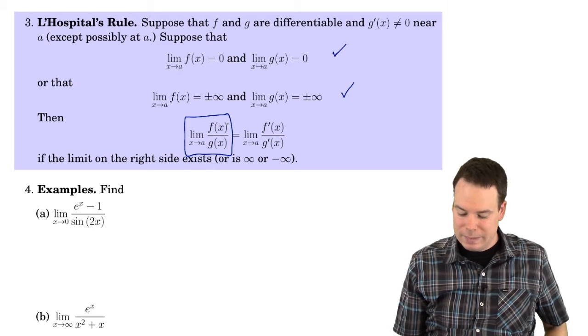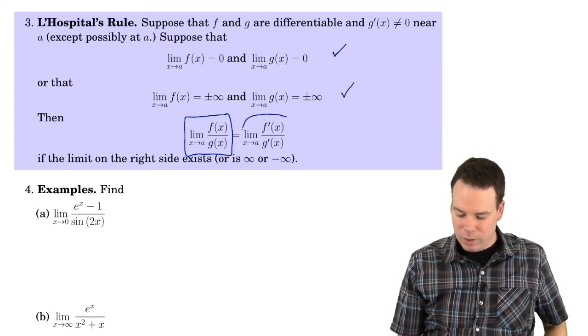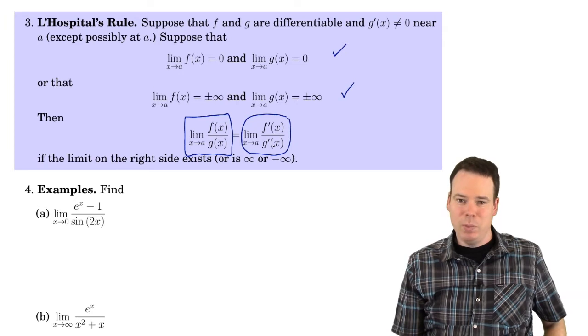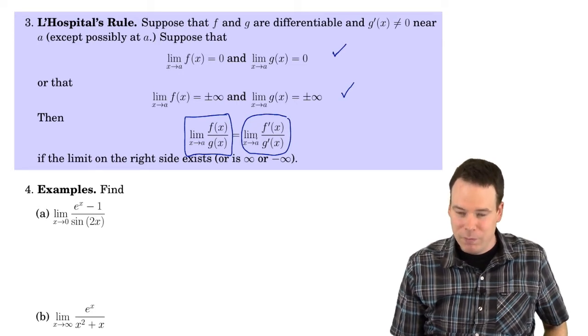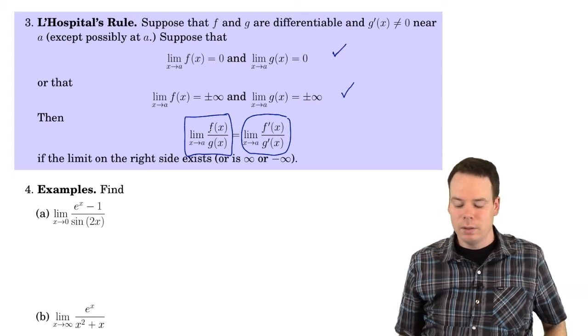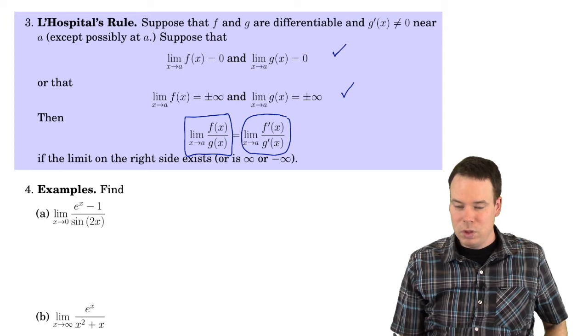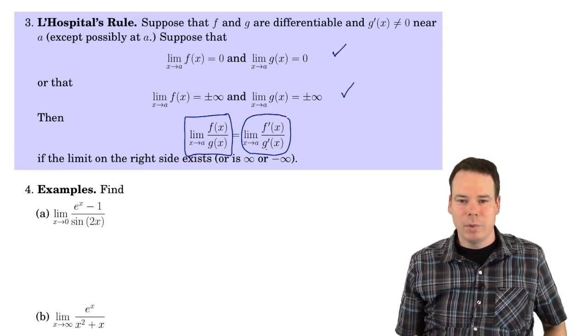And this is pretty cool because it says that I can replace the function that I want to work out the limit of with a new function, f prime over g prime, and work out the limit of that, because the value of that limit is actually going to equal the value of the limit that I want. And perhaps, if I'm lucky, the derivative of f over the derivative of g is a simpler function that I can work out the limit of.